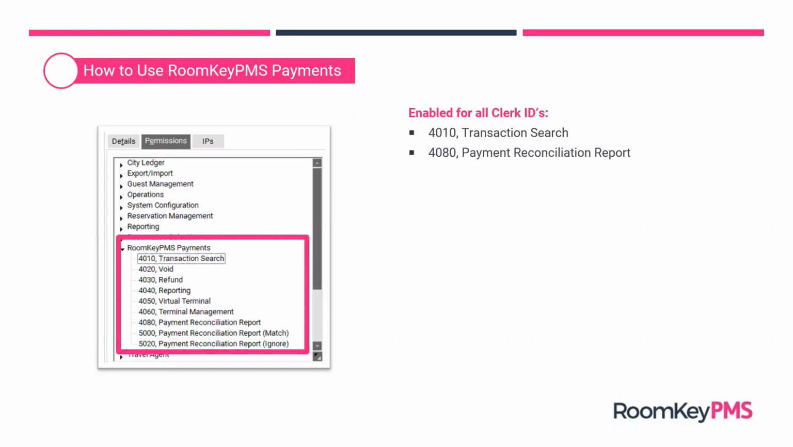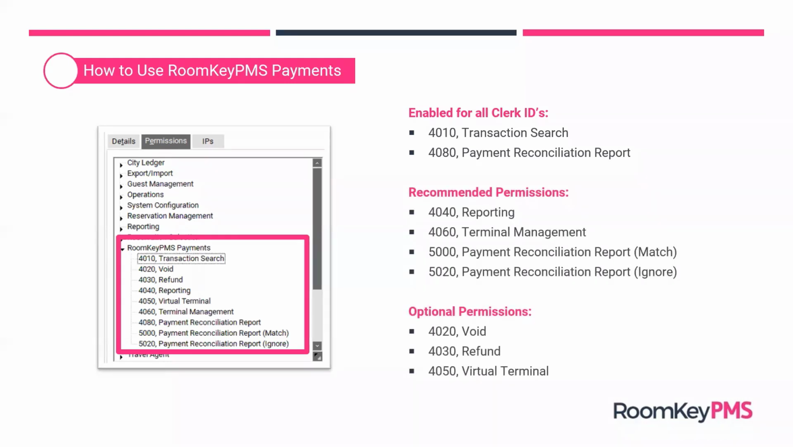Then every clerk by default will also have access to that payment reconciliation report. So again, the report that we saw with the transaction reconciliation, they can view that report. That would be view access only. Now, what I do recommend is that for any clerks or staff members that are responsible for reporting, setting up terminals, or performing a match or ignore feature on the reconciliation report, you can give these 4 permissions.